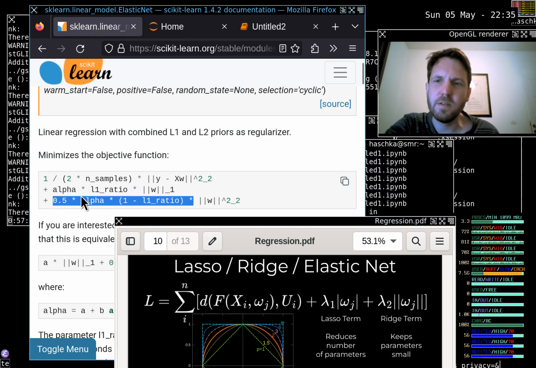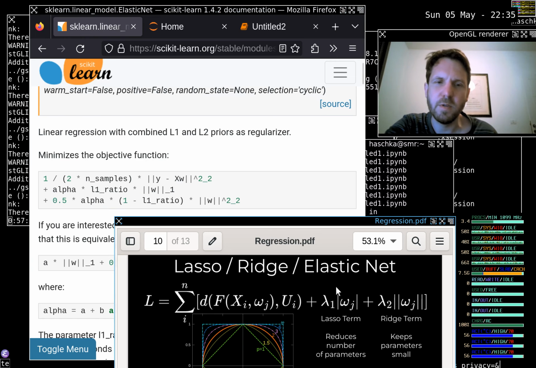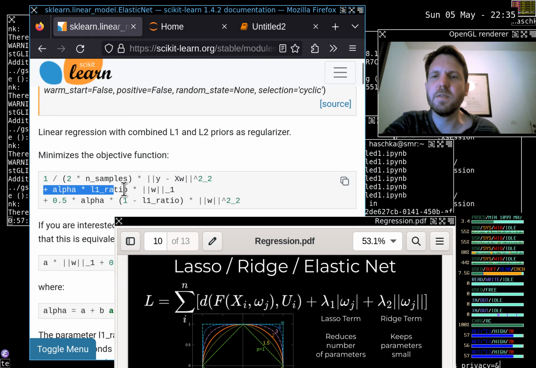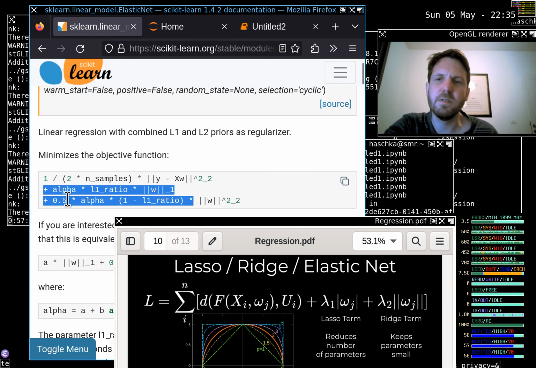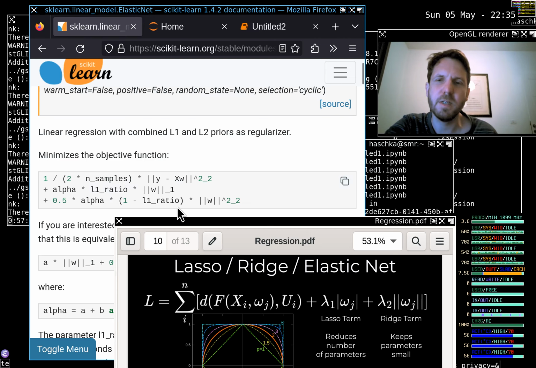In scikit-learn, the nomenclature is a bit different. They give this an alpha value, which goes to lambda 1 and lambda 2, and then you can use this L1 ratio term in order to shift how much of this alpha you want to go into the lasso term and how much into the ridge term. You can get any type of value with this, because it's just this alpha multiplied by this L1 ratio, and here it's alpha times 1 minus this L1 ratio.